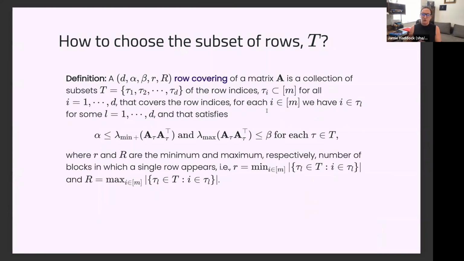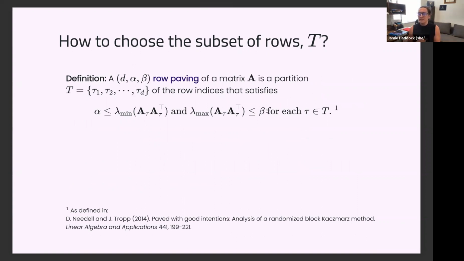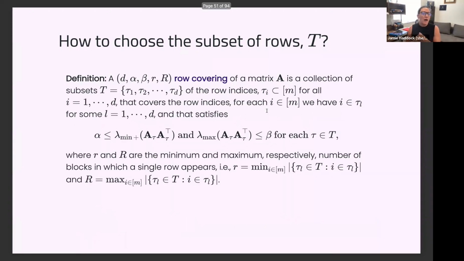I'm going to introduce just another piece of notation that we'll actually focus on in our convergence analysis, which is upcoming. A row paving is a partition of the row indices so that all of the eigenvalues are bounded between alpha and beta. A row covering, however, is not a partition. It's simply a collection of row subsets that cover all of the rows and have bounded minimum positive eigenvalue all the way up to maximum eigenvalue. We give ourselves some additional notation.